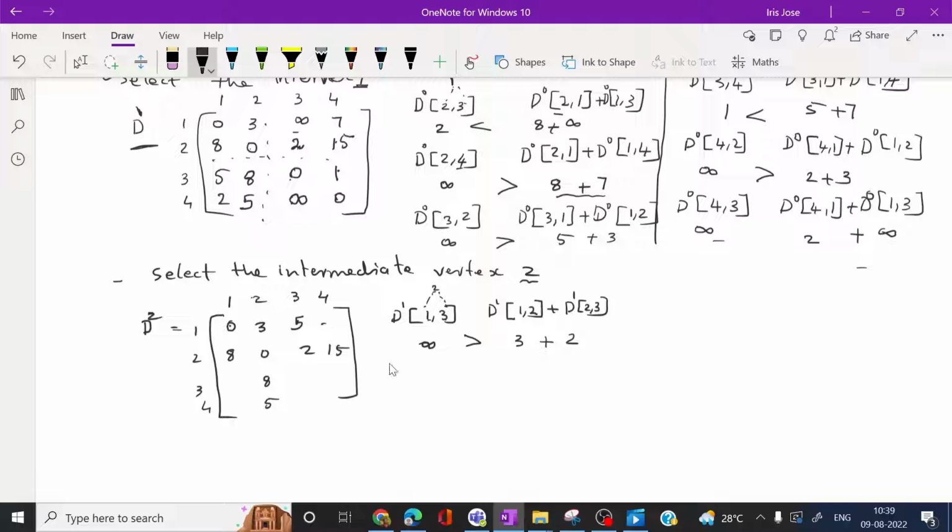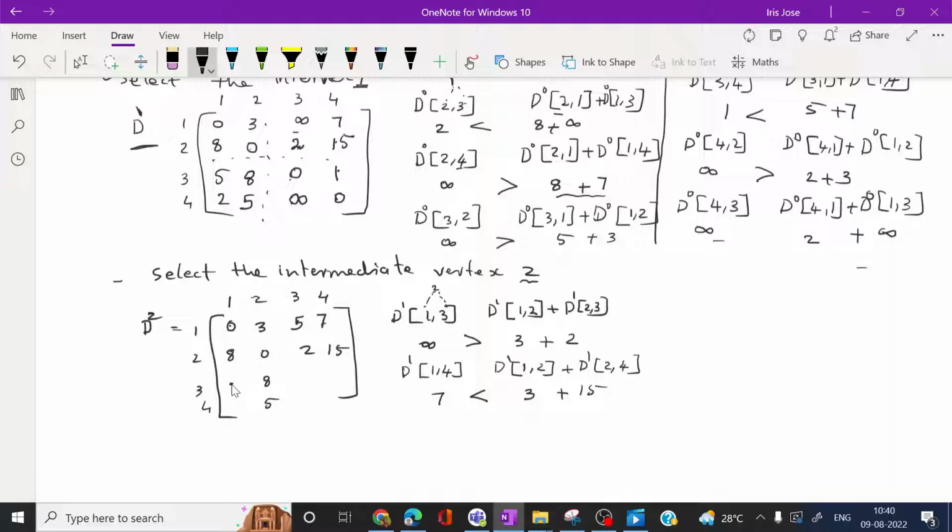Now we have to find the next element, which is D1 to 4. So 1 to 4 will be compared with, what is the intermediate vertex? 2 itself. So 1 to 2 plus D2 to 4. So here D1 to 4 is 7, D1 to 2 is 3 plus D2 to 4 is 15. So here 7 is lesser, so we can keep the previous value 7 itself. Then this second row, we will keep the same values itself.